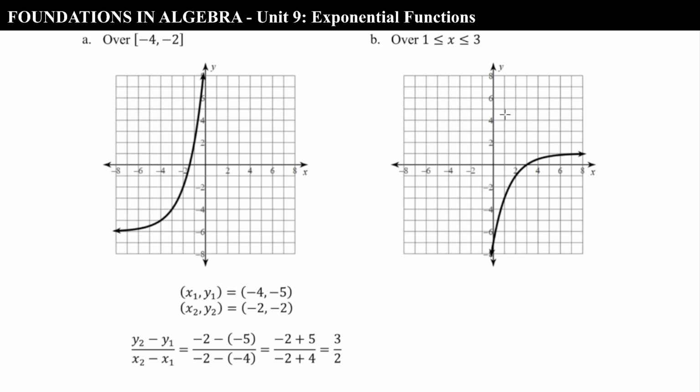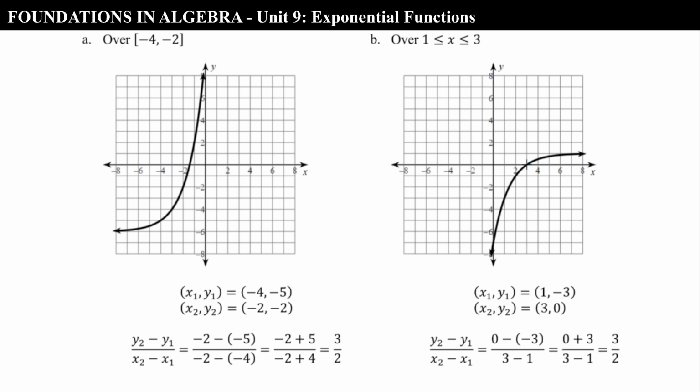For b, we're going to go over to 1, down to your function, and the y value that goes with it is negative 3. Then you're going to follow 3 over. We're already on our function, so (3, 0) is your second point. Plug those in and do your math. 3/2 for this one as well.